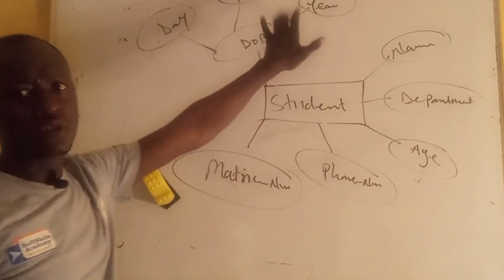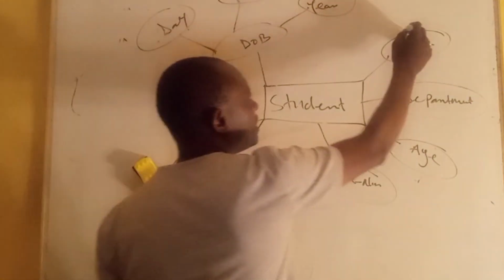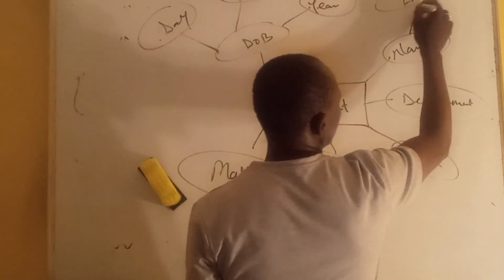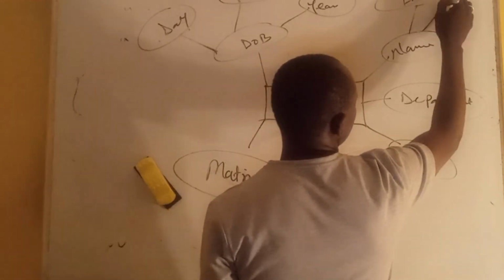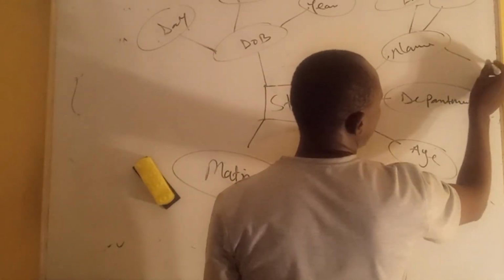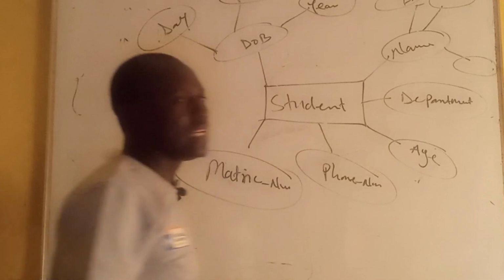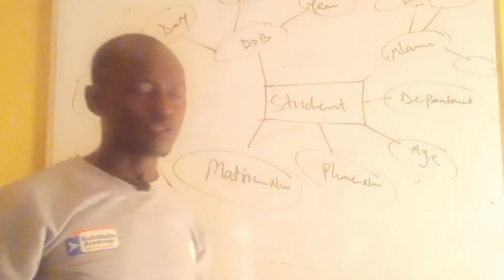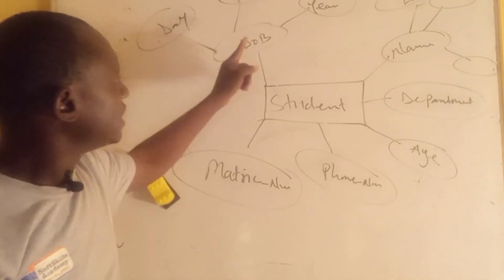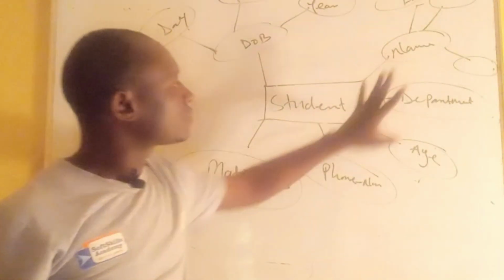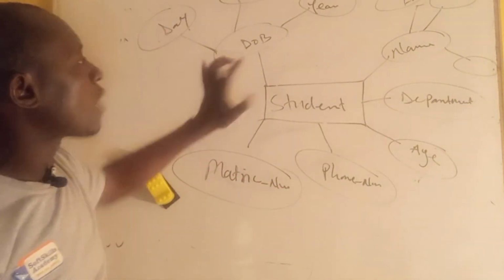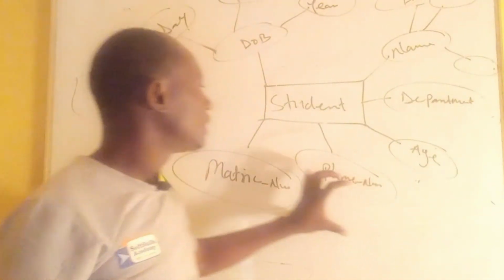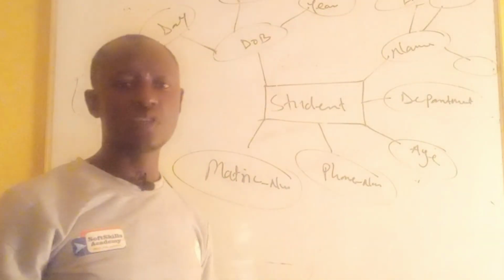So, are we together? This name, you can further divide this name into first name, surname, then other name or middle name, right? So, matric number, you cannot further divide matric number. So, in this case, DOB and name are composite attributes. While the other ones here are simple attributes. Are we together?